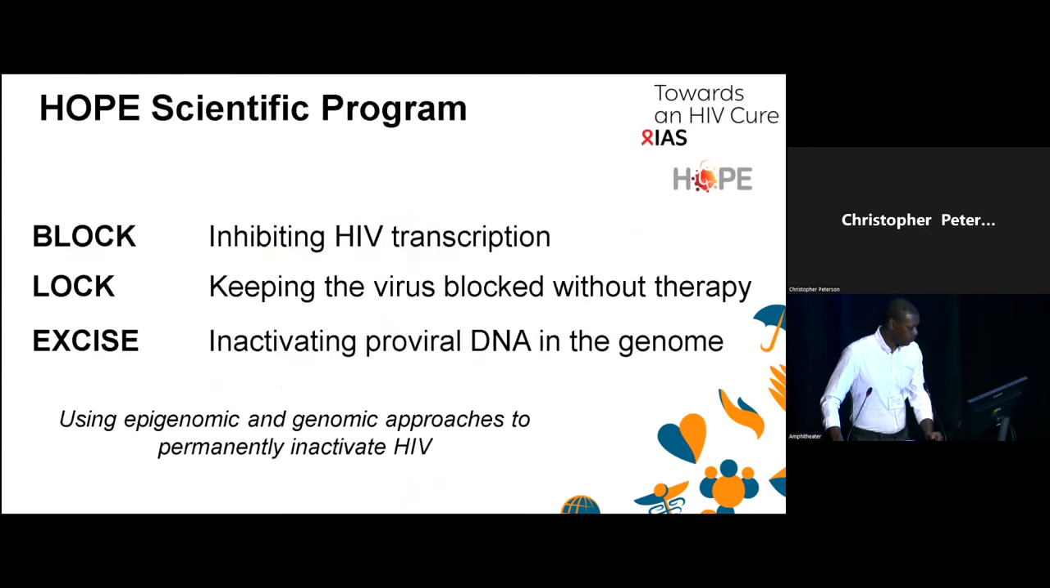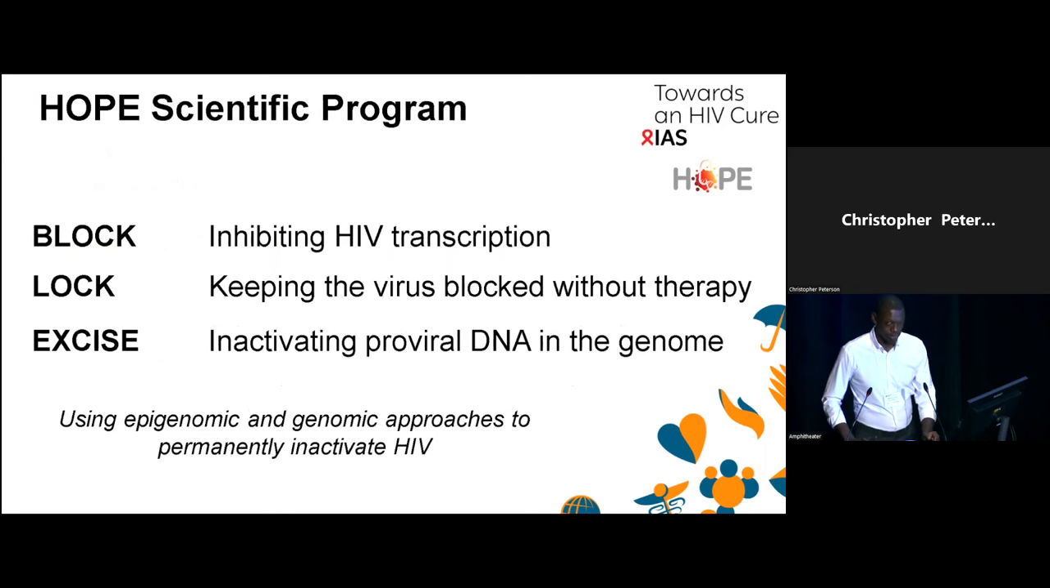So our scientific program really stems from an approach looking at blocking by inhibiting HIV transcription, a lock approach where we hope we can keep the virus blocked without therapy, and an excision approach where we want to inactivate the proviral DNA in the genome. And we're using both epigenomic and genomic approaches to permanently inactivate HIV.